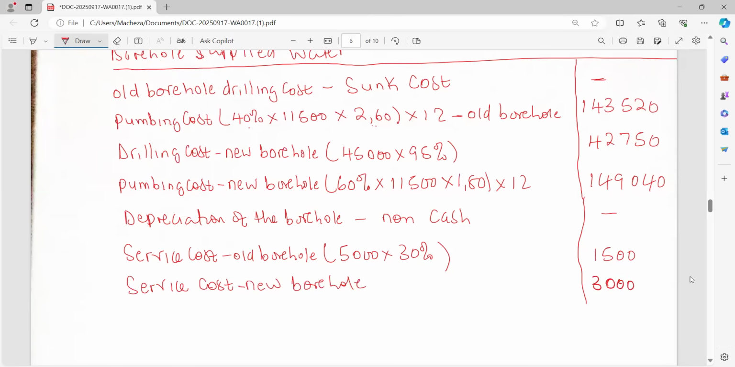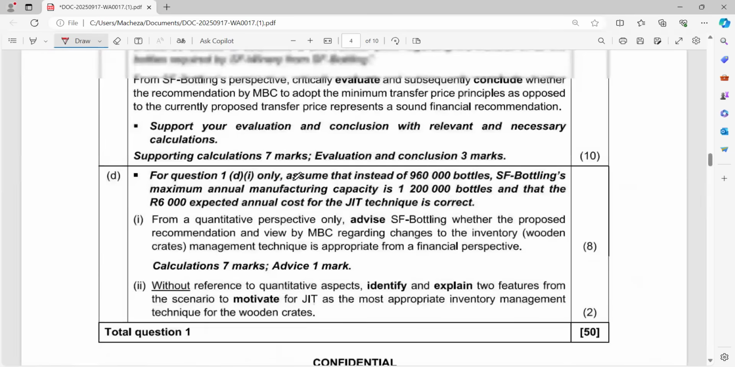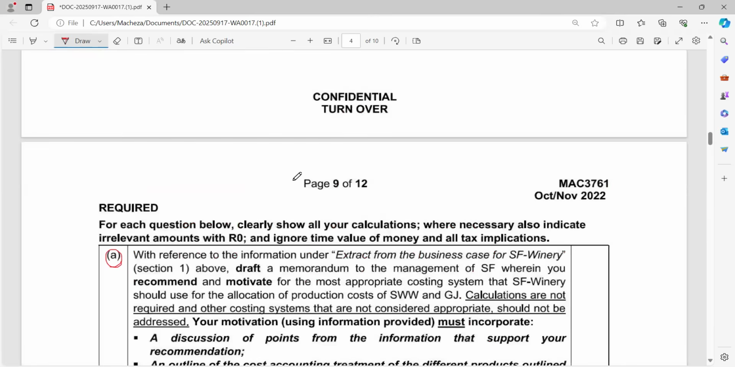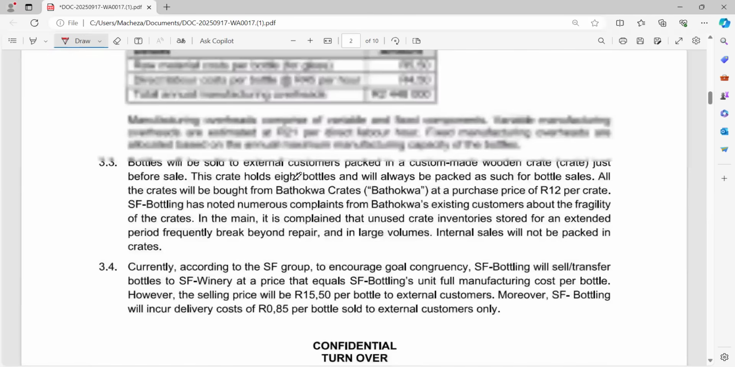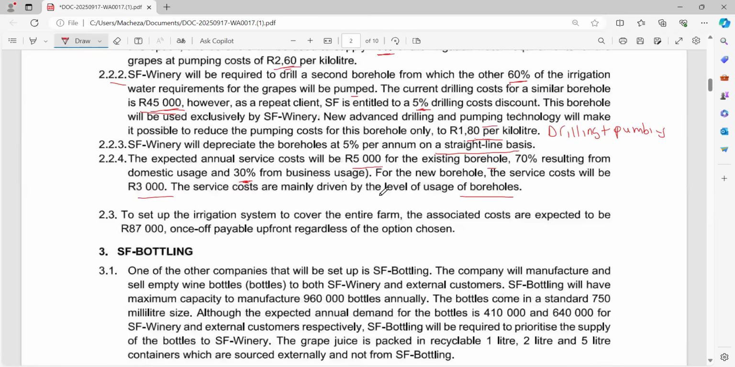Right, so let's check, we are done with everything on the new bore. Right, we are here. So there's 2.3. To set up the irrigation system to cover the entire farm, the associated costs are expected to be 87,000 once off payable upfront, regardless of the option chosen. Is it relevant?